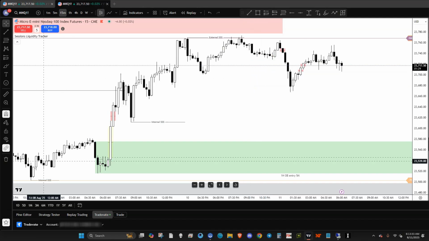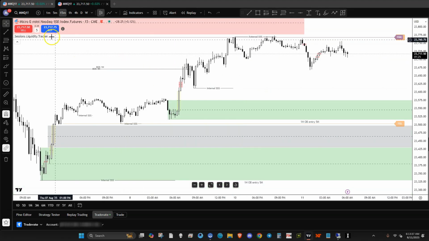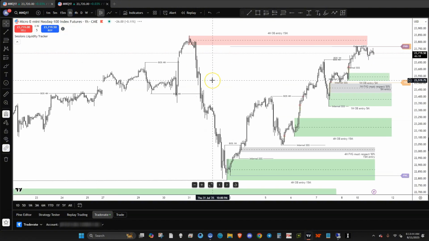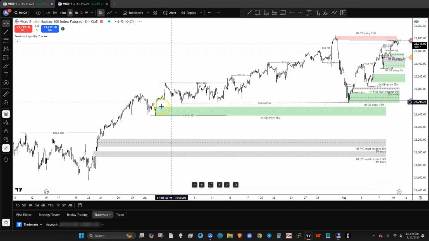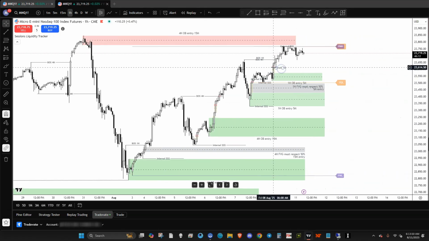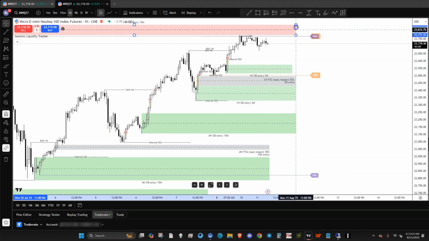So right now, let's see what we got over here. This is the NASDAQ, the micro mini NASDAQ. We are in an uptrend overall, so this thing is just going to keep going up. Right now we are at a critical level.